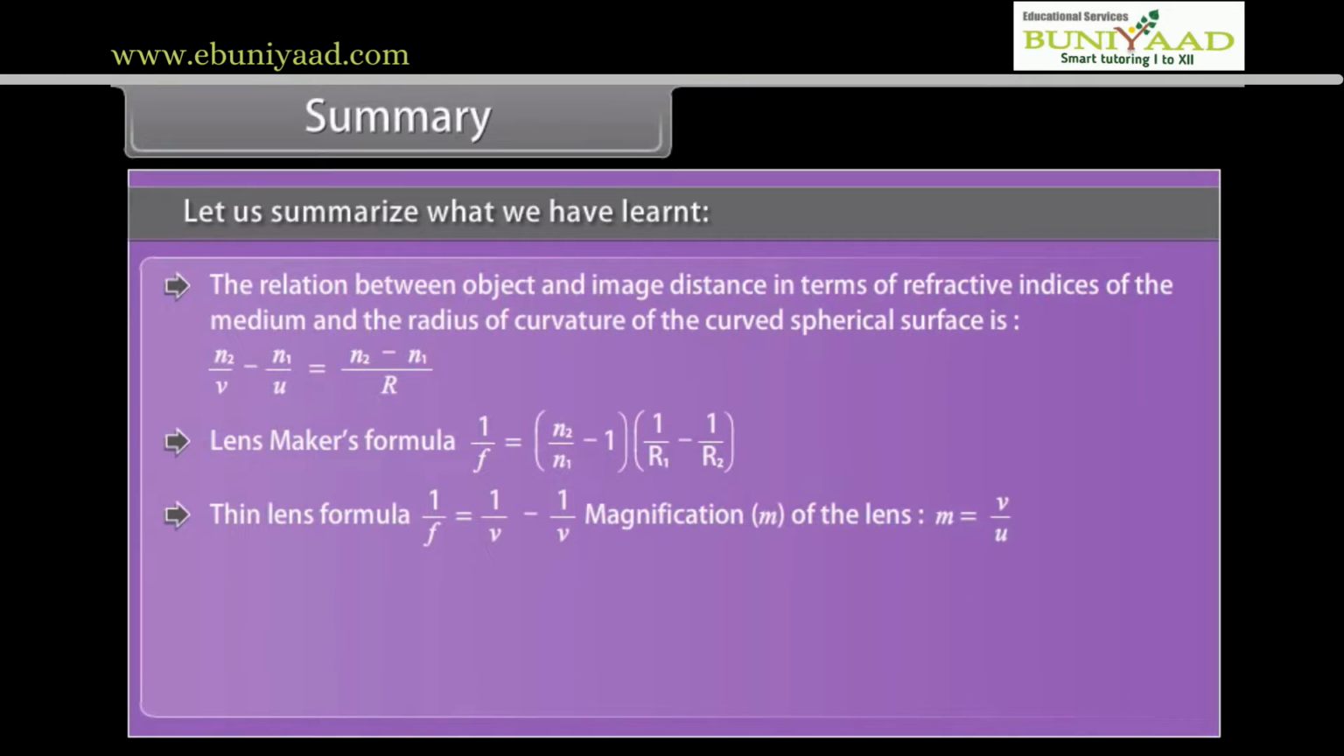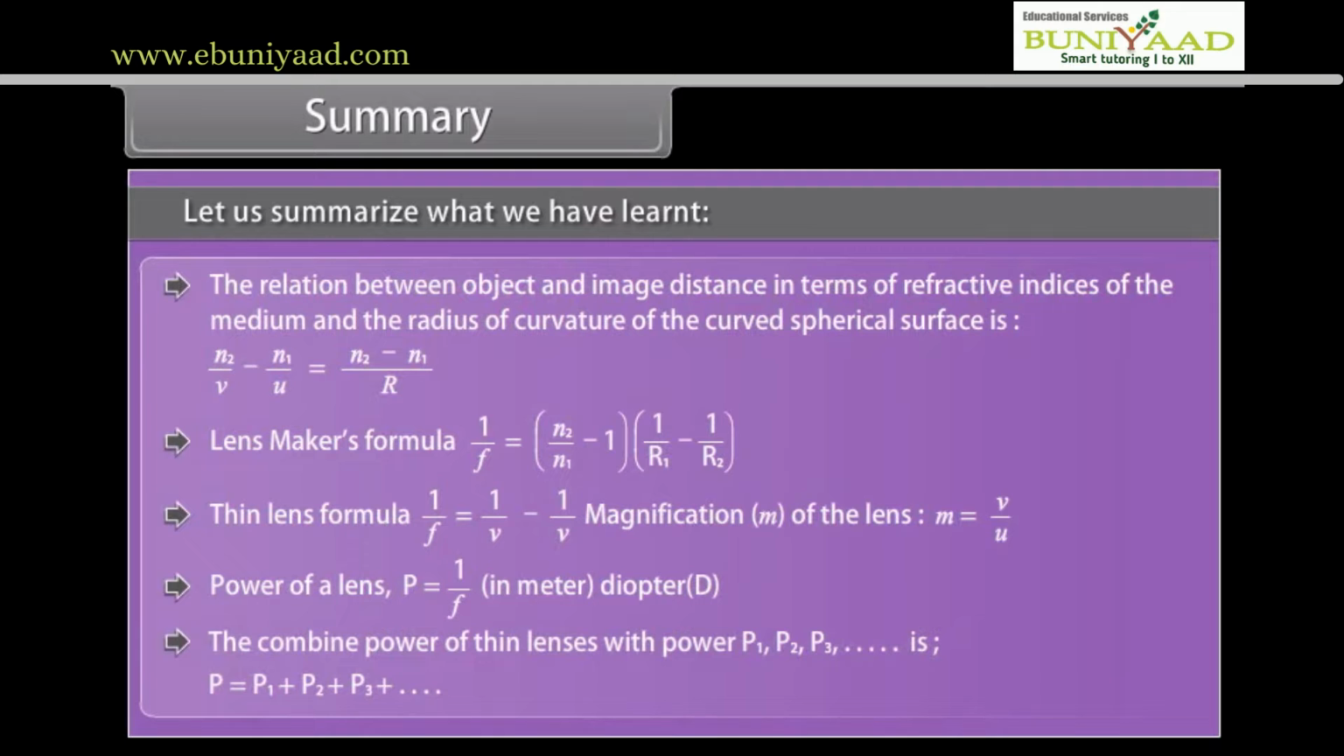Magnification m of the lens, m is equal to v upon u. Power of a lens, P is equal to 1 upon f in meters, unit diopter D. The combined power of thin lenses with power P1, P2, P3 is P is equal to P1 plus P2 plus P3 and so on.